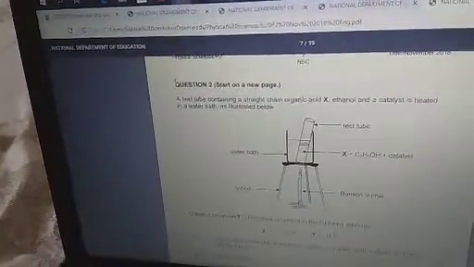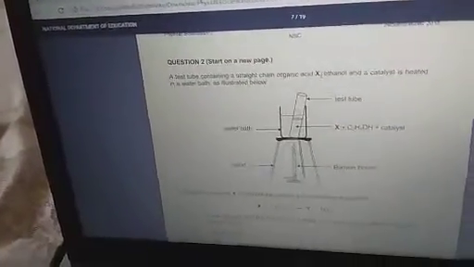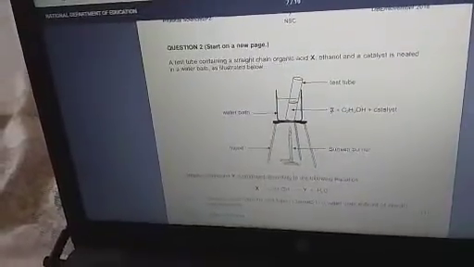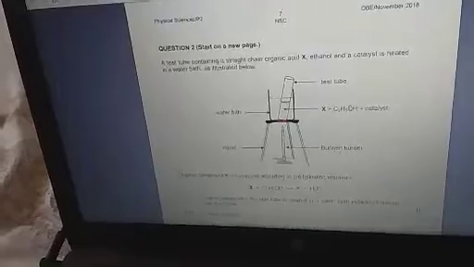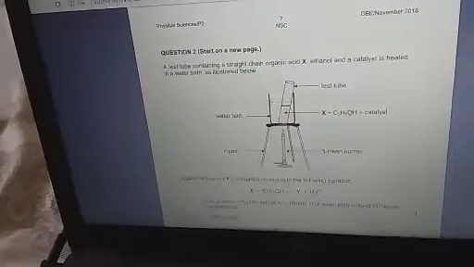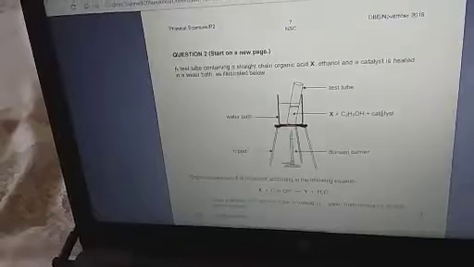A test tube containing a straight line chain organic acid C, which is this one. We don't know what it contains. This is ethanol, because it's alcohol. This is the reason we're saying it's an alcohol, because it's H and O plus a catalyst.